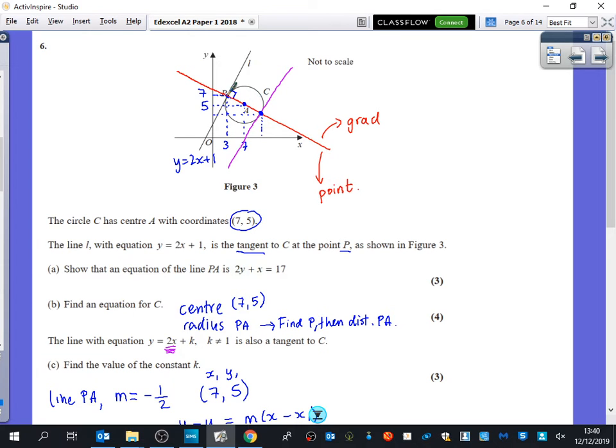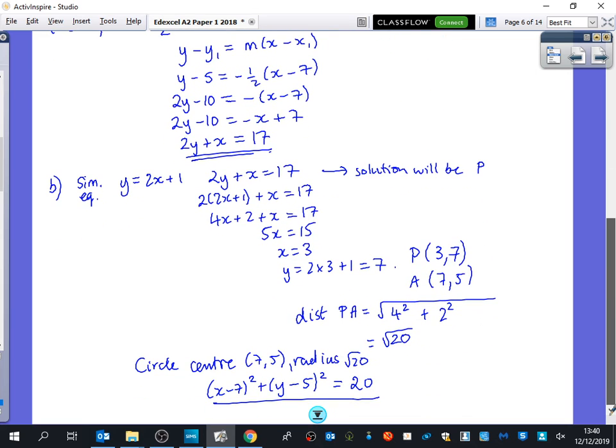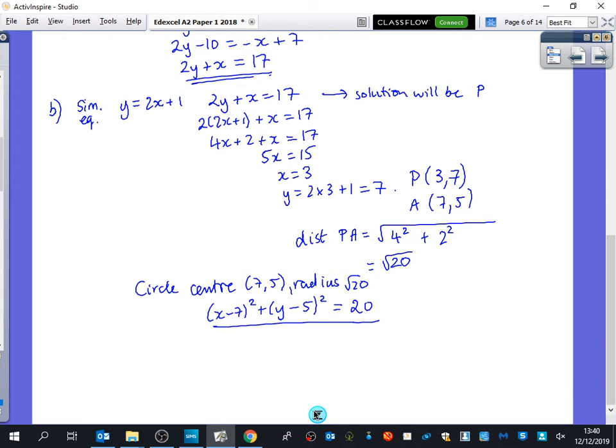Thinking about it as vectors, to go from here to here is the same as to go from here to here. So if this is 3 and this is 7, it's gone along 4, so it's going to go along another 4. And this has gone from 7 down to 5, so it must go down another 2 to 3. So this coordinate here is 11, 3. So our line for part C goes through 11, 3.